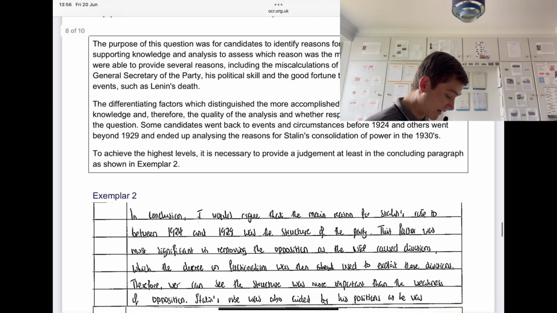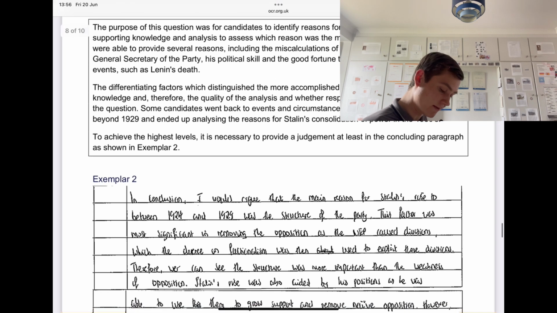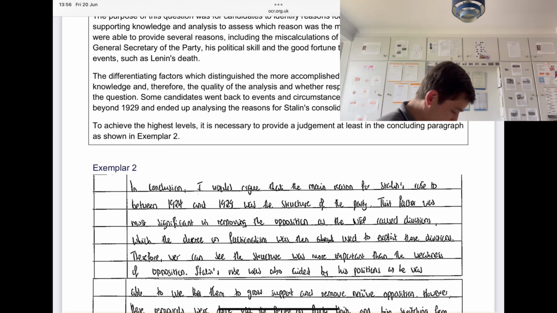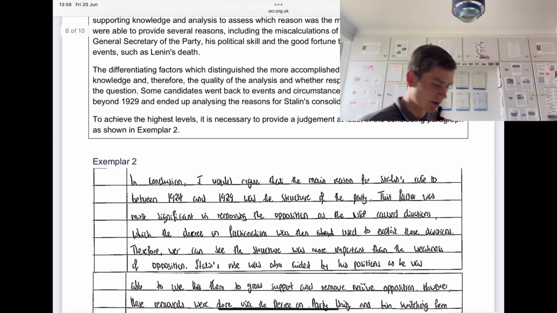Some candidates went back to events and circumstances before 1924, and others went beyond 1929, ending up analysing the reasons for Stalin's consolidation of power in the 1930s. So, for example, if you talk about Kirov's death or murder here, this would not be relevant. Quite a tricky question, actually.